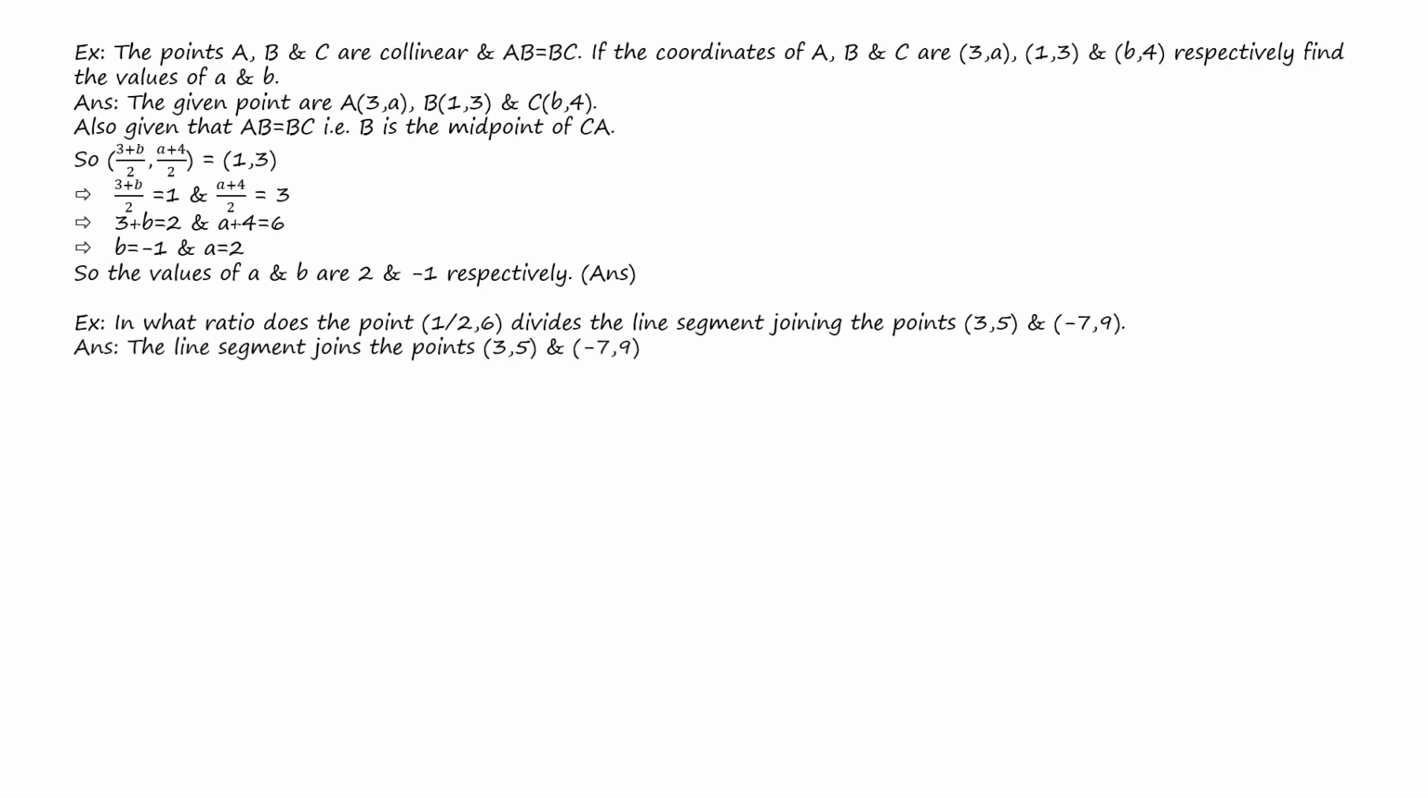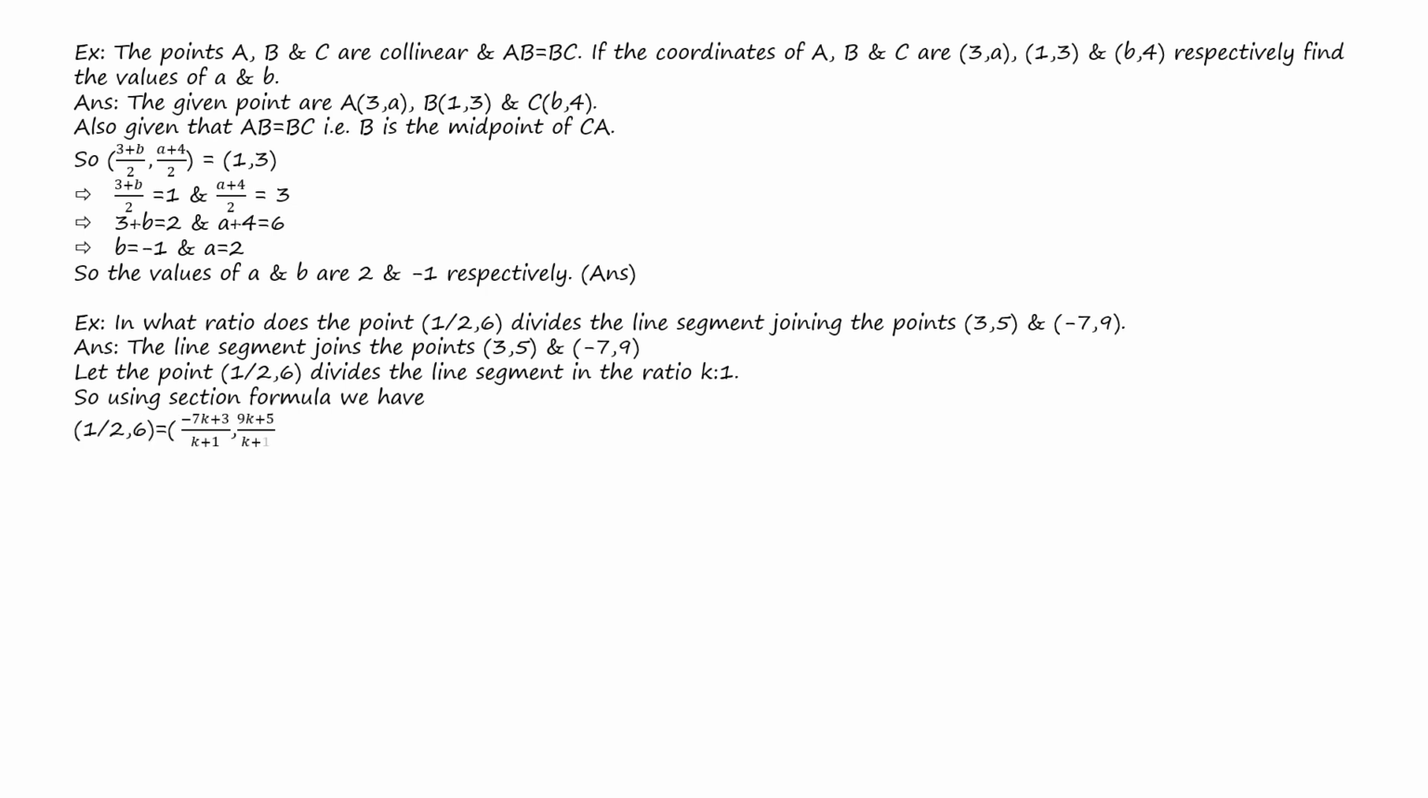The line segment joins the points (3, 5) and (-7, 9). Let the point (1/2, 6) divide the line segment in the ratio k:1. So using the section formula, we have (1/2, 6) equals ((-7k + 3)/(k + 1), (9k + 5)/(k + 1)).